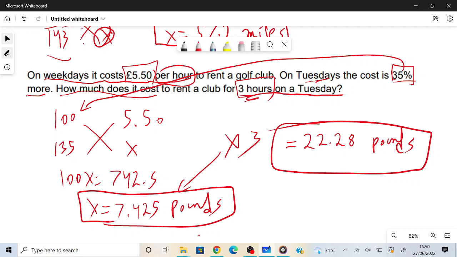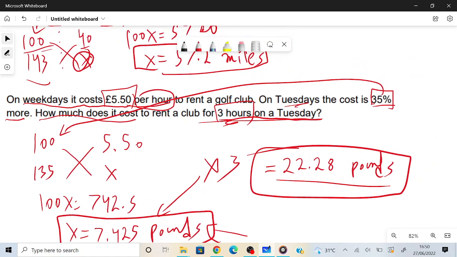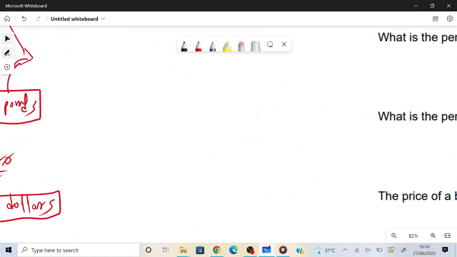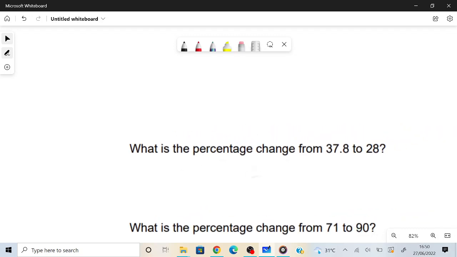So again, very important to read the question till the last word, because a lot of people might have just stopped here and lost marks for not timesing it by 3 and finding the correct answer. On to the next example.